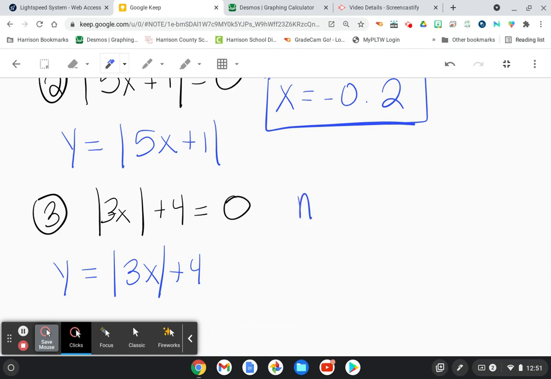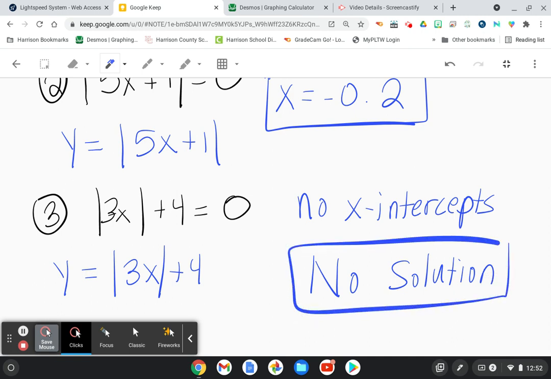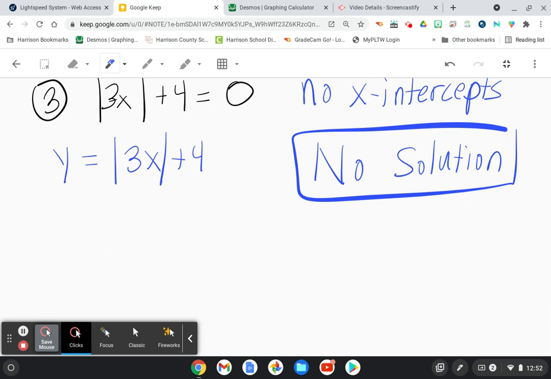All right, so since there's no x-intercepts, we have no solution. So really, honestly, just like quadratics, except now you're dealing with a V-shape. Same concept, same idea, nothing different in terms of that. The weird part is setting these things equal to 0, all right? And that's the last one we're going to graph.